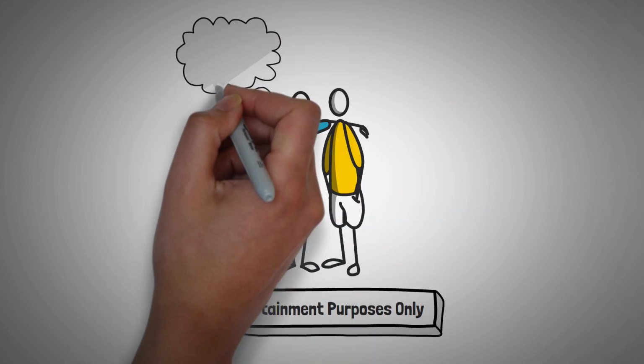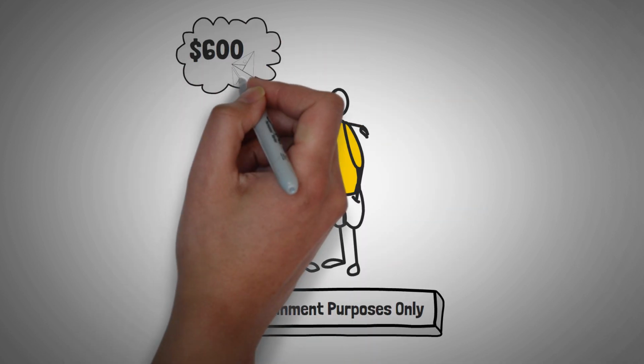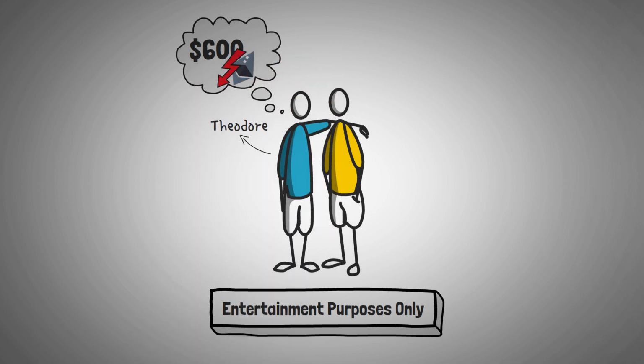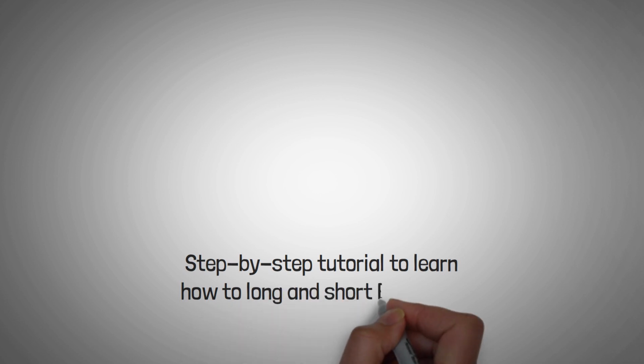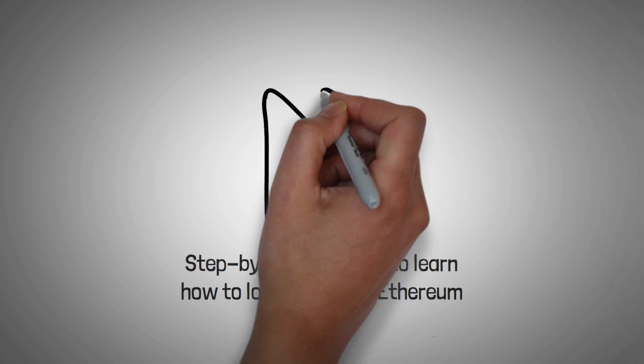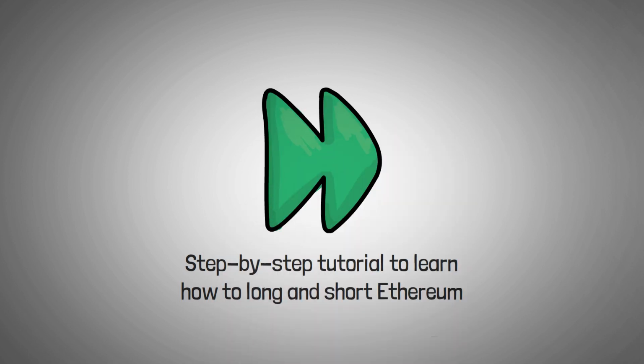Moving forward, let's talk about how I earned $600 from Ethereum crashing a couple weeks ago. If you want the specific step-by-step tutorial to learn how to long and short Ethereum, or even another crypto asset, you can skip the technical whiteboard part of this video that explains how it works.